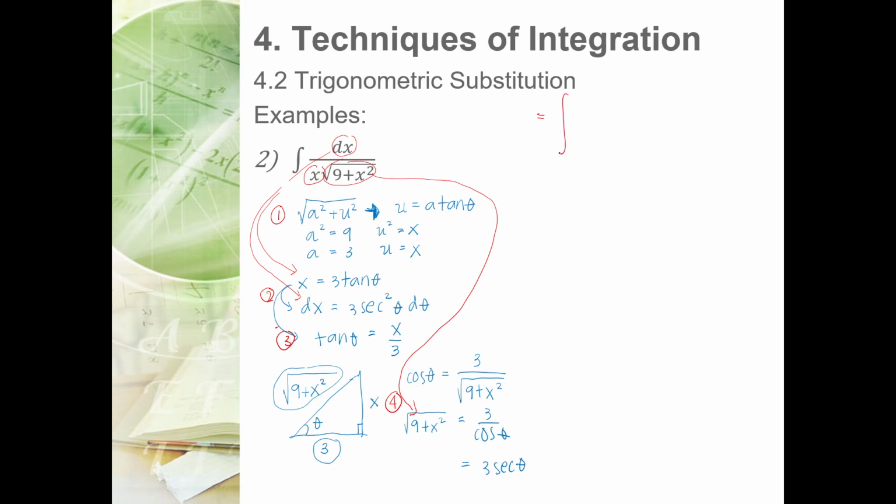So replacing the terms now, this is the fifth step. dx is 3 secant squared theta d theta divided by the x parameter, that would be 3 tangent theta, and then the radical expression is 3 secant theta.